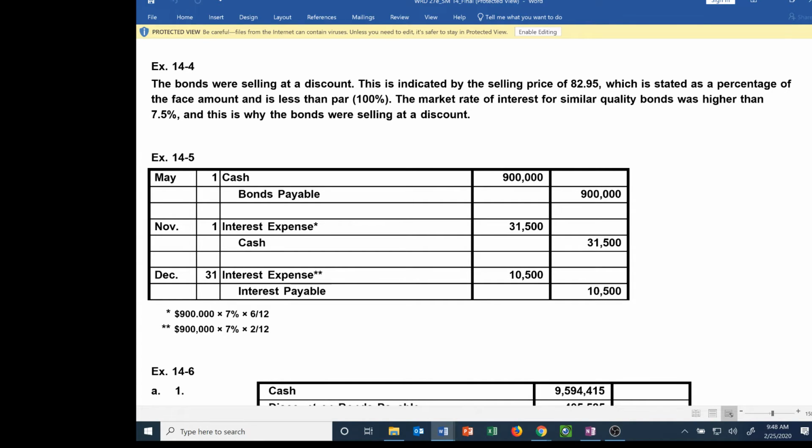But anyway, Fraser gave you 10,500 debit interest expense, credit accrued interest. Now here you can take 7% of 900,000 times 2 over 12 because it's 2 months. Now, if you took 3.5% of 900,000, it'd be 2 over 6. So however you find that interest rate is fine, as long as you find it.